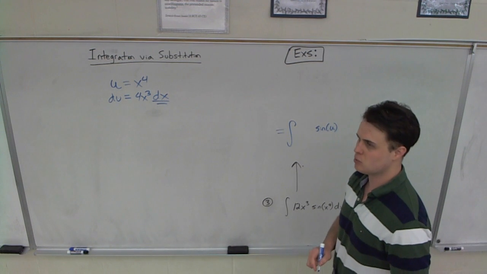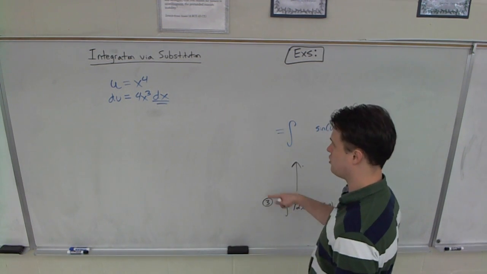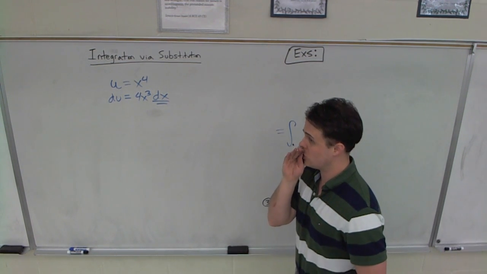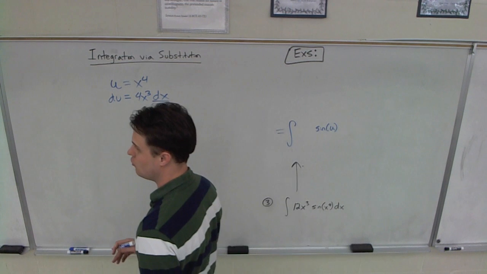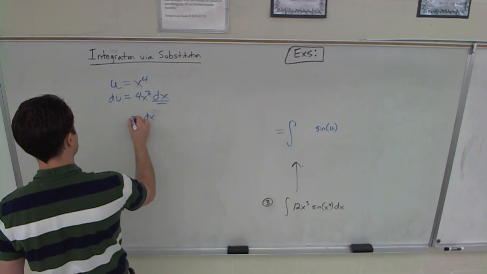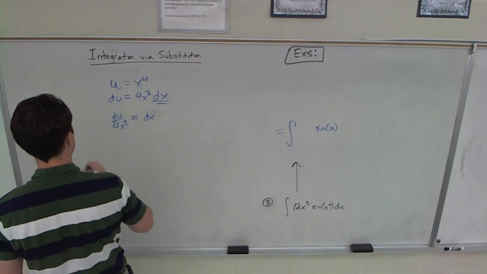Let's make sure that we're real clear about this for harder problems, though. If you weren't sure, like if that 12 is not exactly that 4, if they don't quite match, that's okay. You can just solve for what you have. You can be like, well, dx is du over 4x cubed, right?